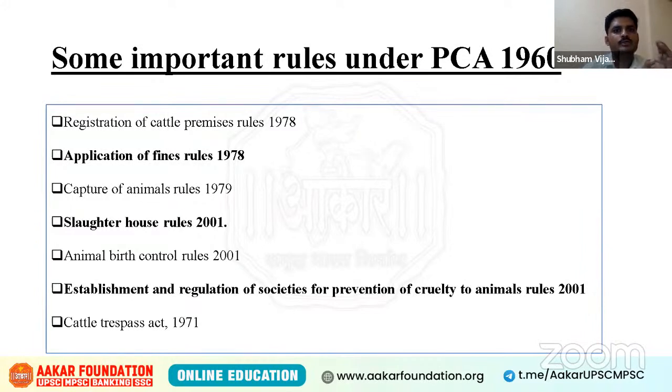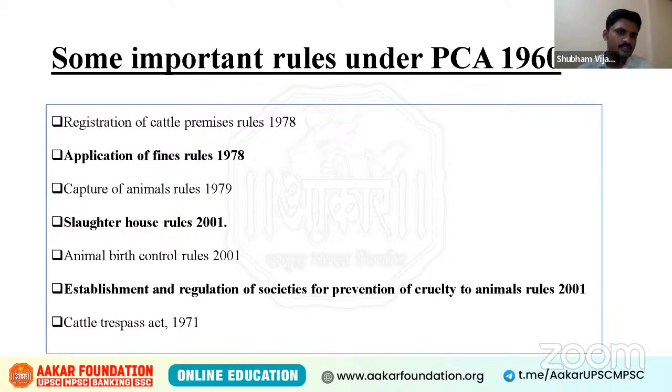Under PCA: registration of cattle premises 1967 and fine 1970. Here I have intentionally taken these because these are very hard to remember. I know the number of slides will increase a little bit, but this is important, and if they ask for the year of any rule, it's easy for you to remember.